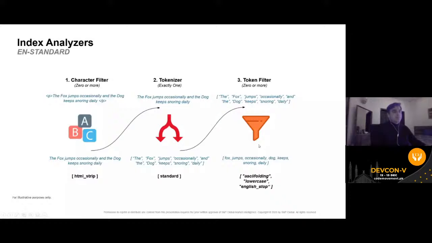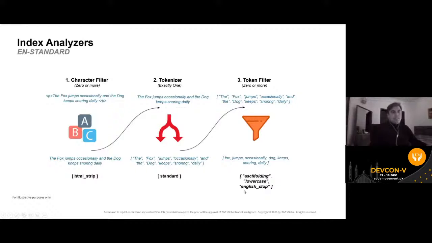Now there are three filters in place. ASCII folding is not getting applied in this example. I'll explain that in the next slide, but lowercase is simply converting all the uppercases into lowercase. Then there is an English stop token filter, which is removing the stop words. As we just discussed, the stop words are the words which connect the other words with each other. For example, the, is, am, are, to. Those words would be removed using the English stop filter.